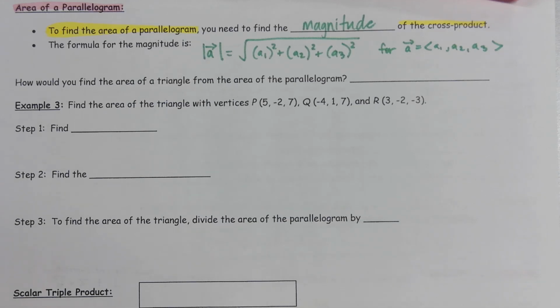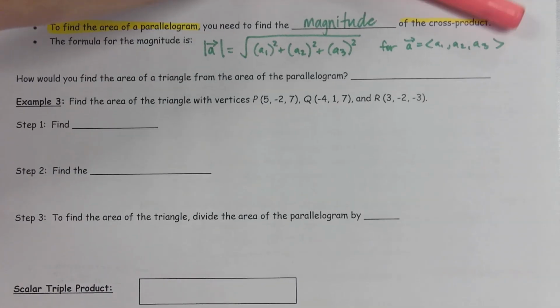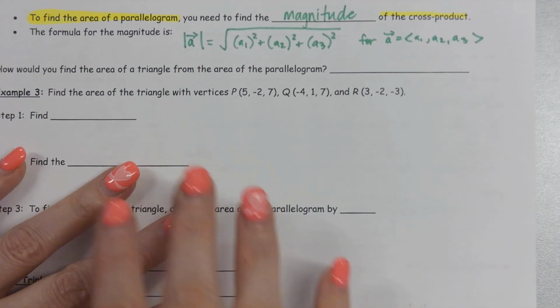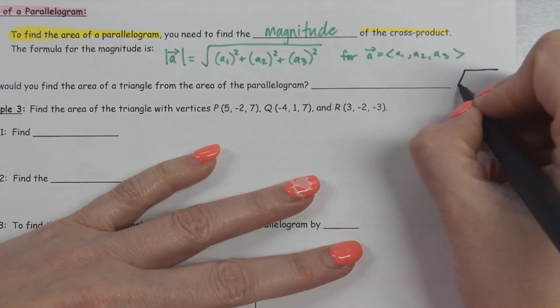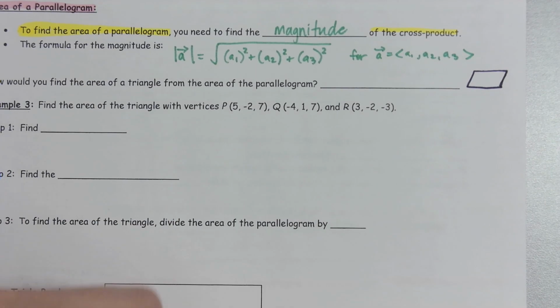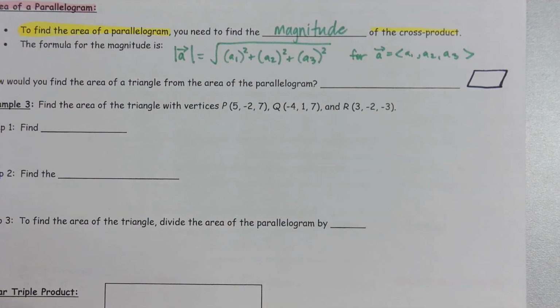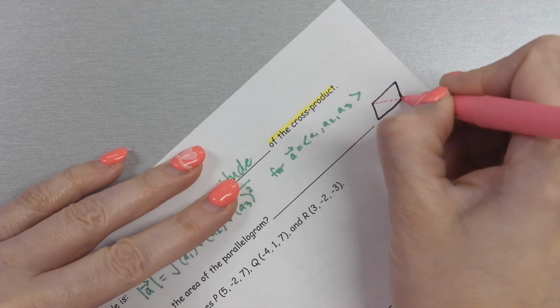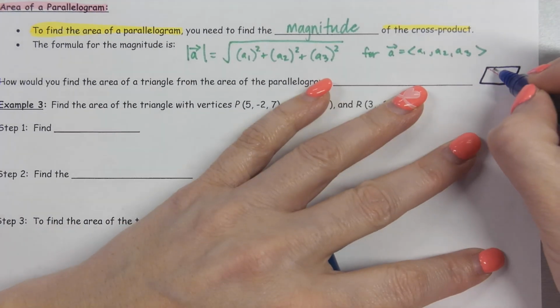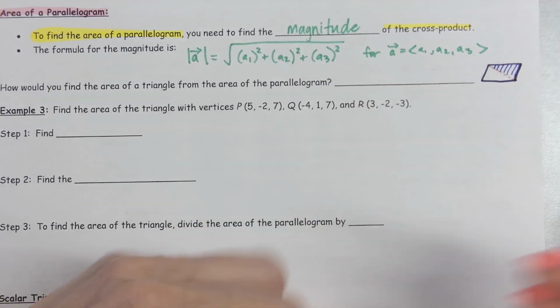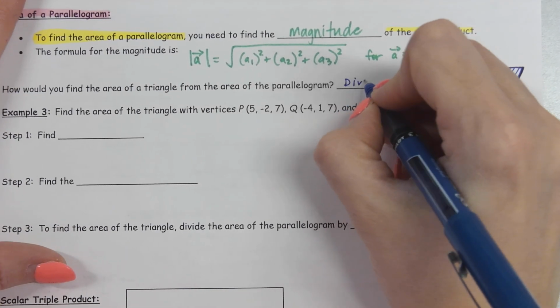Okay, so if they ask you to find the area of the parallelogram, you just have to do the magnitude of the cross product. Other times they're going to ask you to find the area of a triangle. So if you know what the area of a parallelogram is, let's draw it over here, how can you find the area of a triangle from the area of the parallelogram? Yeah, you just cut it in half, right? Okay, you cut that in half, you have the area of the triangle. So you can divide by 2 and multiply by half.